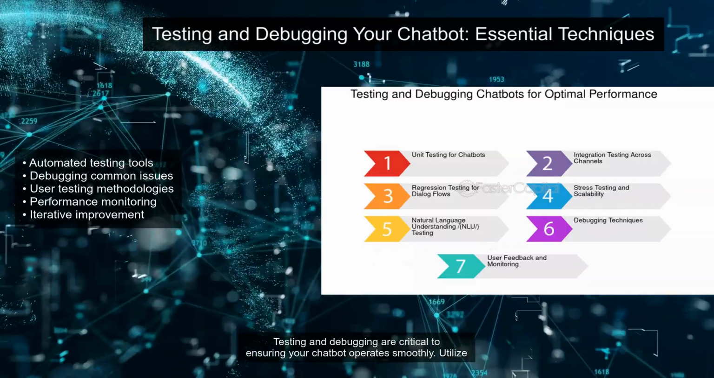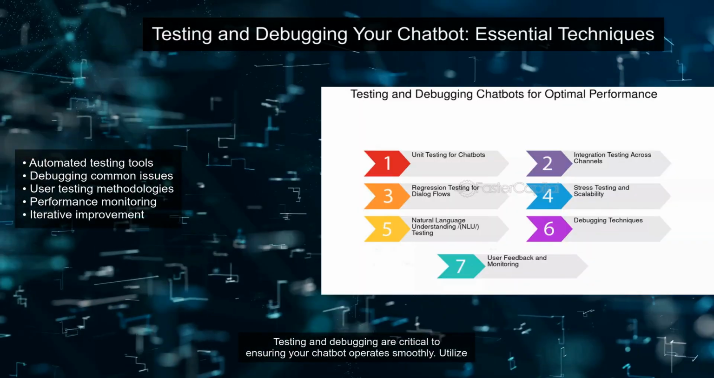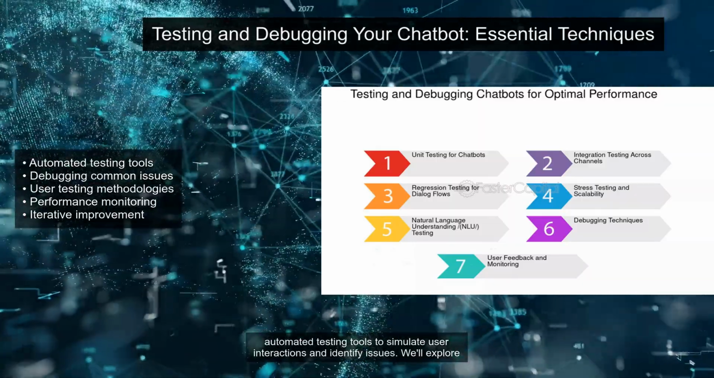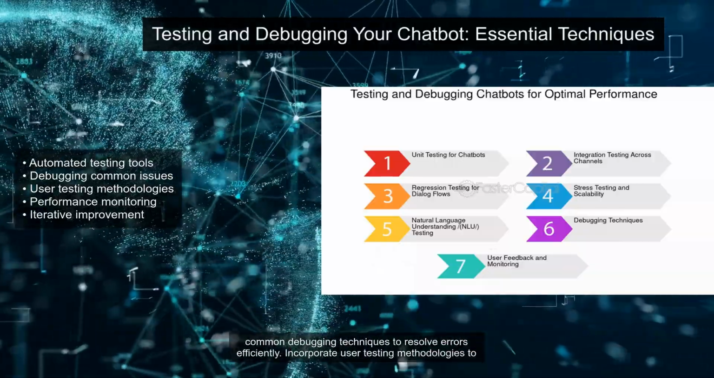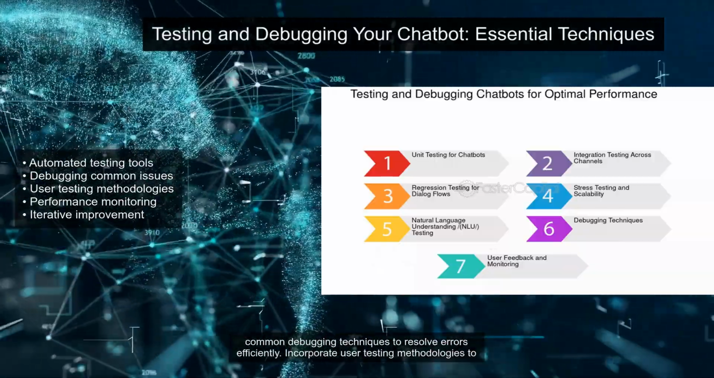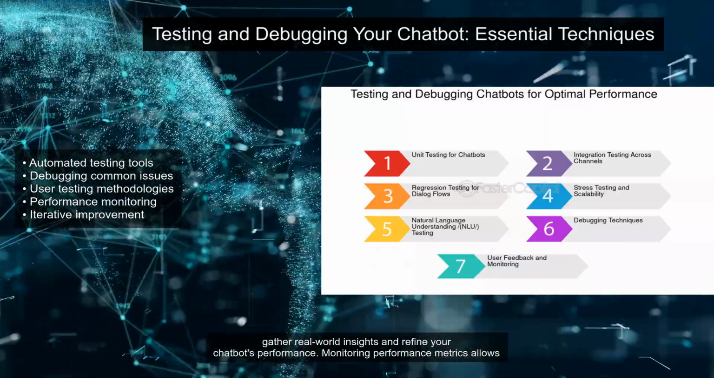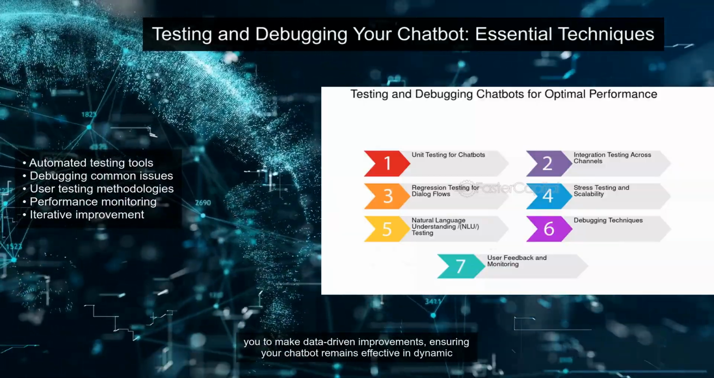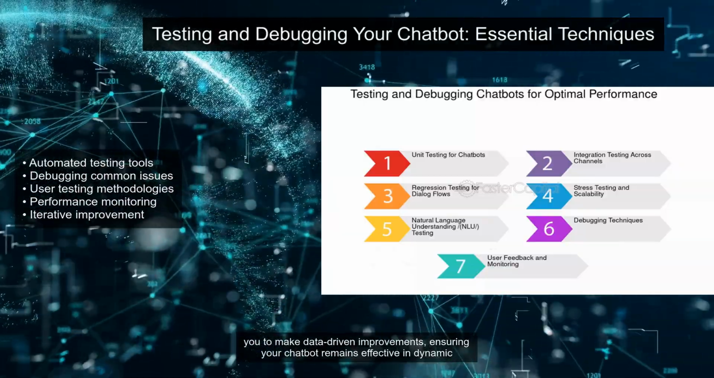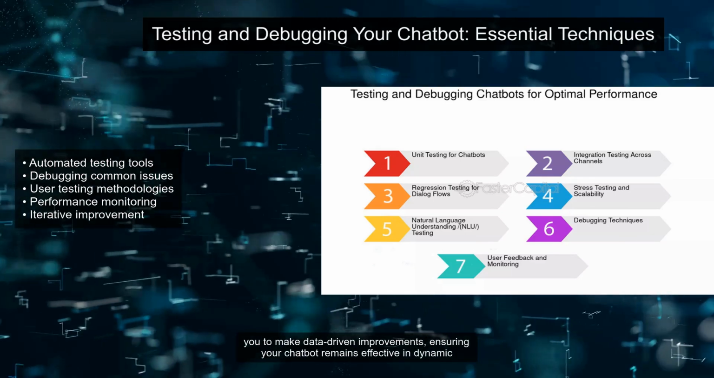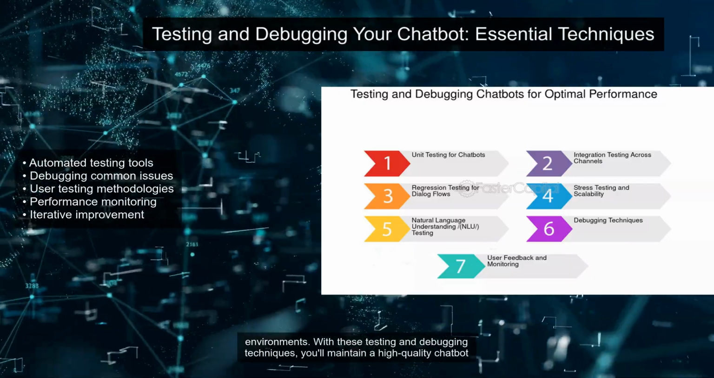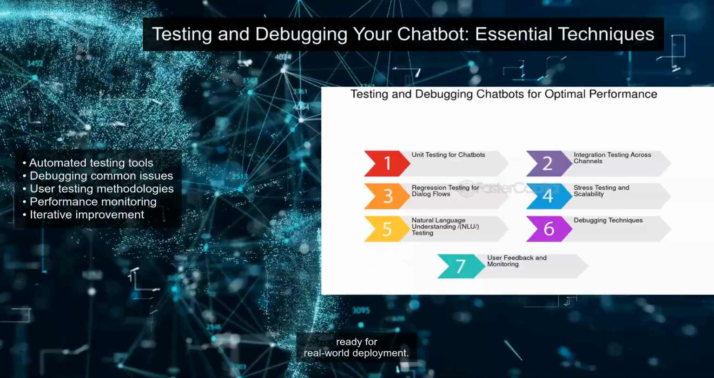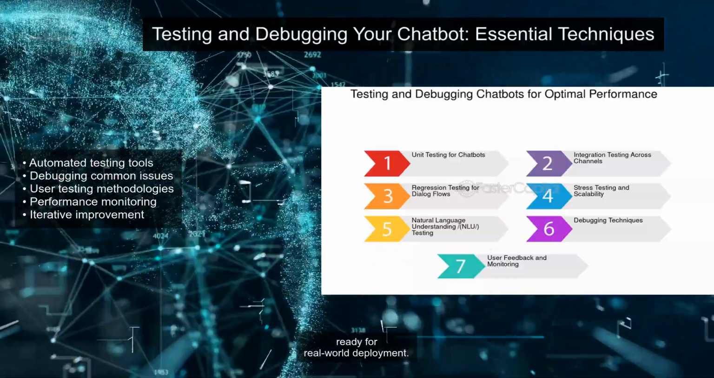Testing and debugging are critical to ensuring your chatbot operates smoothly. Utilize automated testing tools to simulate user interactions and identify issues. We'll explore common debugging techniques to resolve errors efficiently. Incorporate user testing methodologies to gather real-world insights and refine your chatbot's performance. Monitoring performance metrics allows you to make data-driven improvements, ensuring your chatbot remains effective in dynamic environments. With these testing and debugging techniques, you'll maintain a high-quality chatbot ready for real-world deployment.